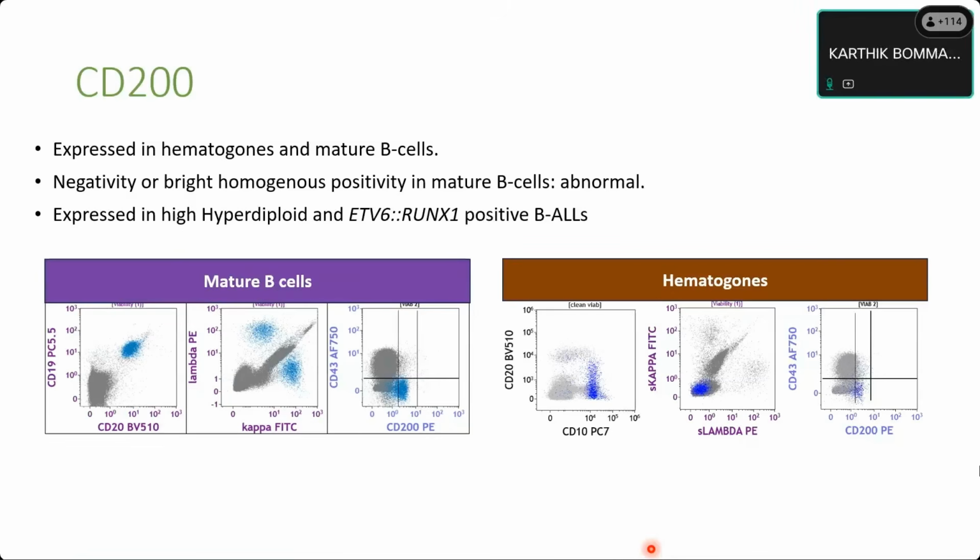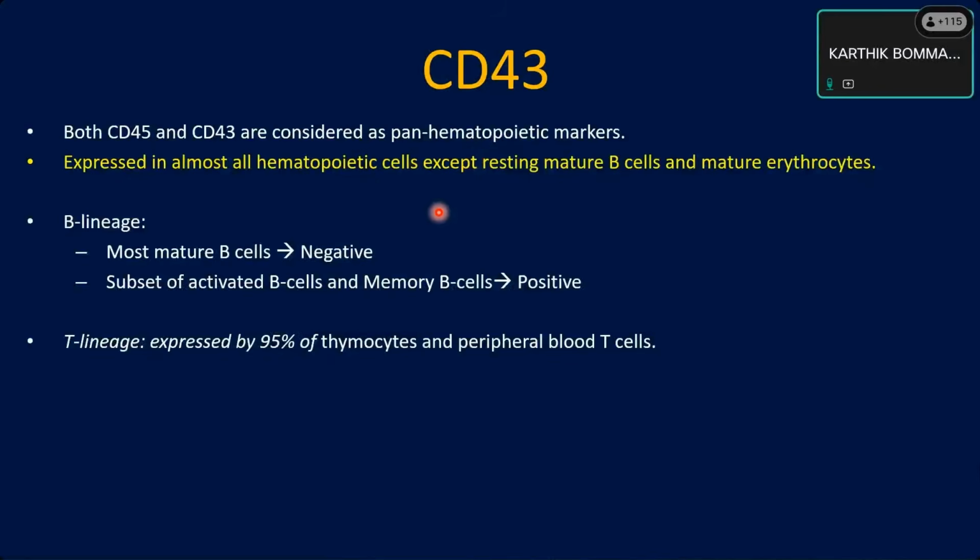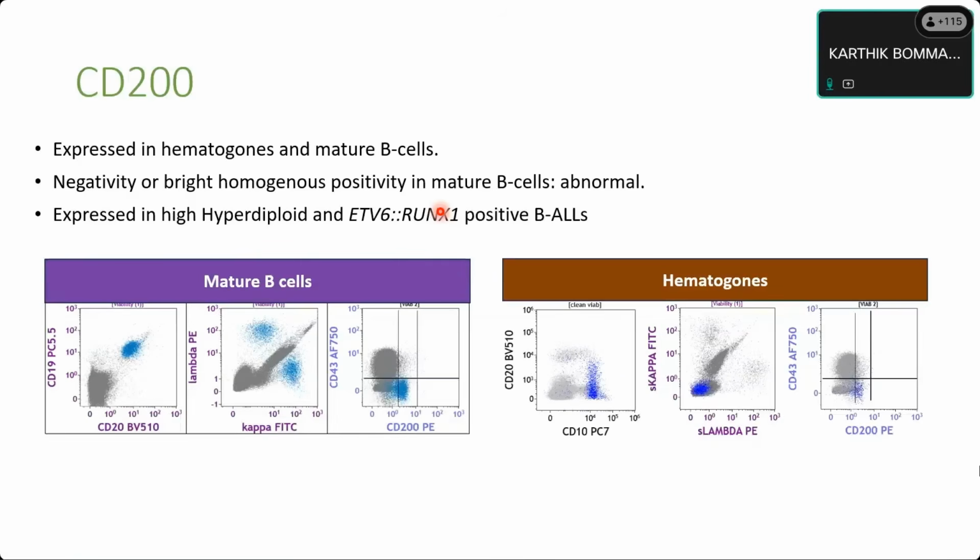Hematogones are B cell precursors which are present in the bone marrow. CD200 is normally expressed in hematogones or mature B cells. Negativity or bright homogeneous positivity is considered abnormal. So mature B cells can express CD200 but to a dim level, and hematogones can also express CD200 to a dim level, right? In CLL, CD200 will be nicely positive. So tell me, other hematological malignancies where CD200 is positive?